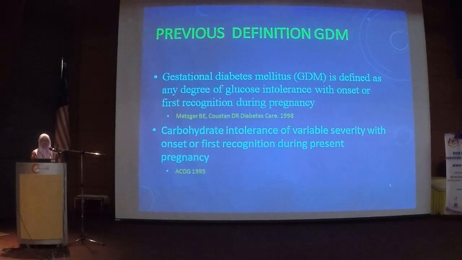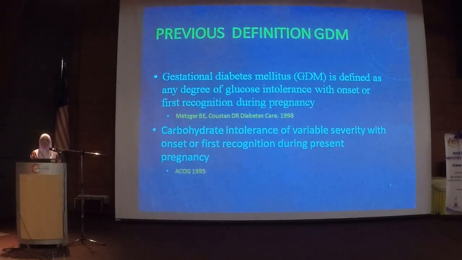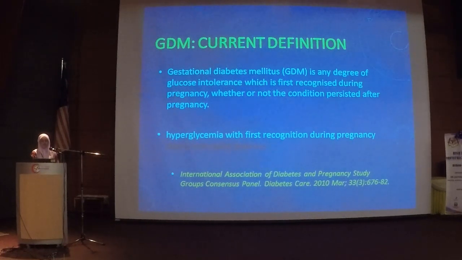So how do we define gestational diabetes? Previously, before the year 2000 and above, it was defined as any degree of glucose intolerance with onset or first recognition during pregnancy. But we know that's not true, right? When the ladies come to us at 8 or 9 weeks gestation, especially when you refer and the A1Cs are already 8 or 9, it cannot be gestational diabetes. You will understand why when I talk about the physiology later. So the current definition is the same as before, glucose intolerance first recognized during pregnancy, whether or not the condition persists after pregnancy, you're well aware of that.